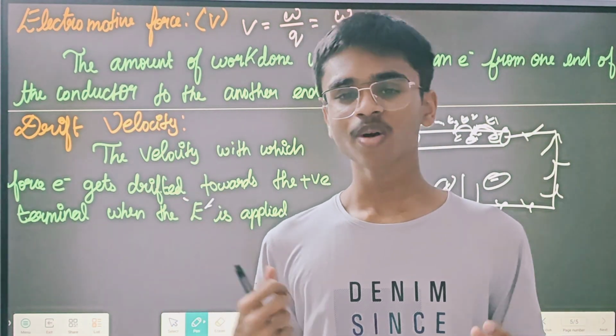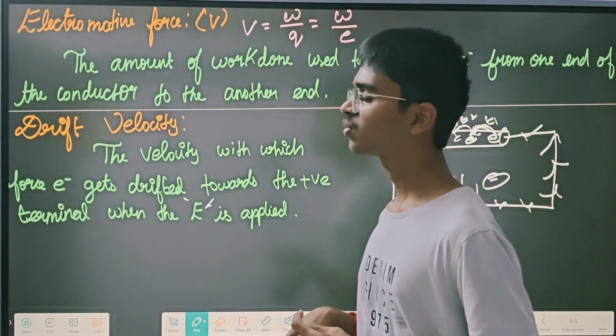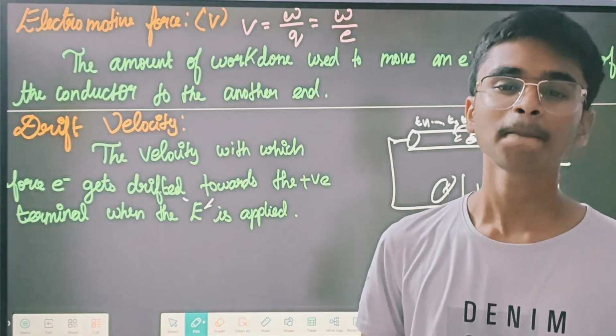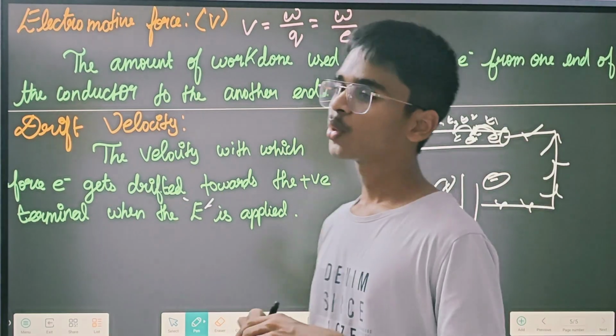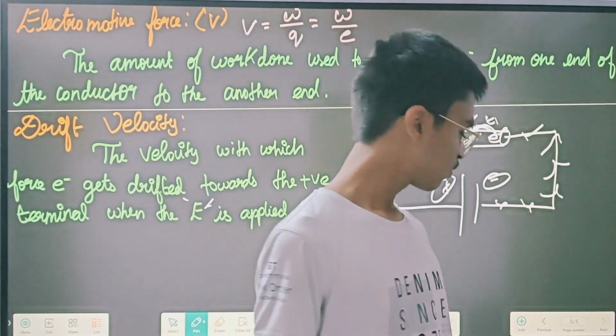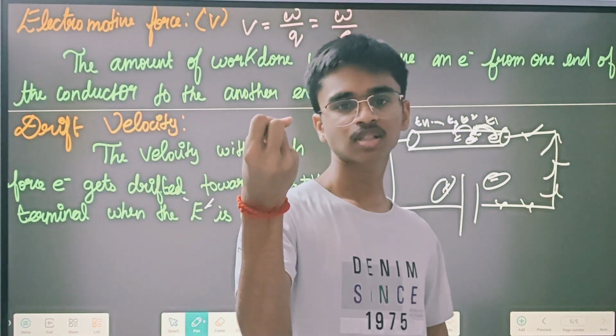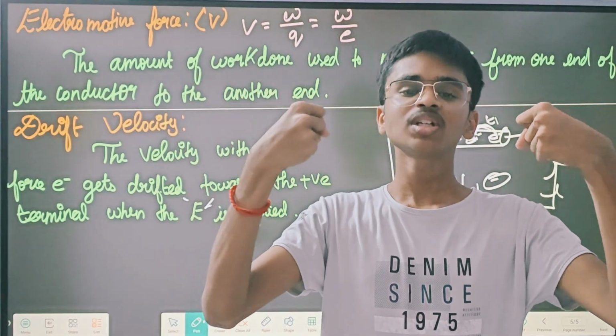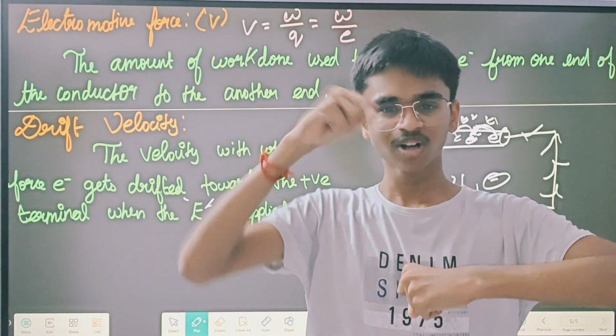drift velocity. Before going into this concept, we have to know about mean free path. What is mean free path? Very simple. It's actually collision. Whenever two electrons, let us assume this is an electron and this is an electron, whenever two electrons are hit, they will not go like this.